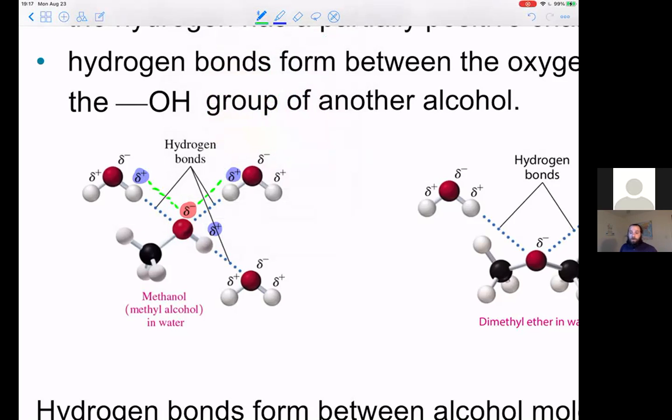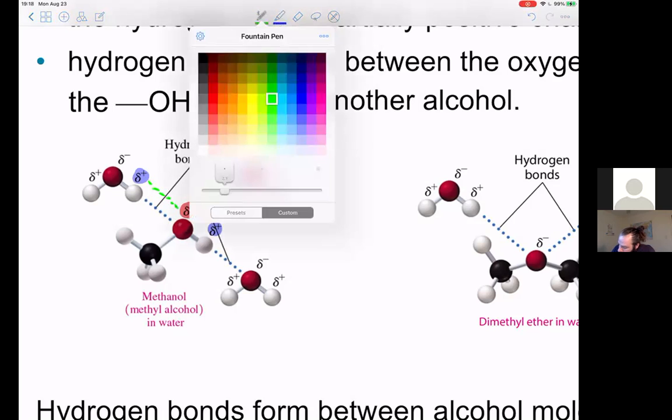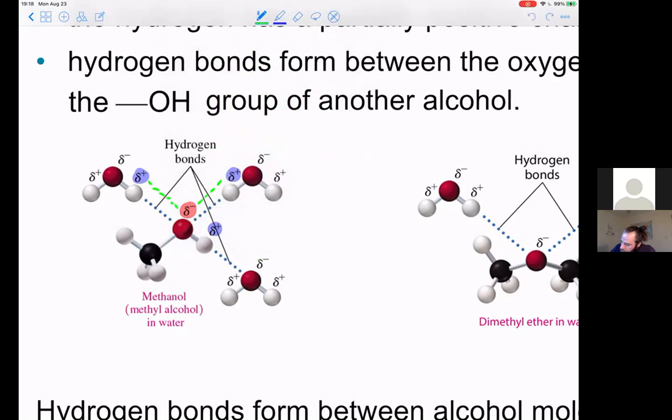And because alcohol groups have both oxygen and hydrogen, they have what's called a donor and an acceptor for hydrogen bonds. So not only can they accept hydrogen bonding from other hydrogens, they also have a hydrogen that can donate to a neighboring oxygen. All right, so alcohol groups are able to form very strong intermolecular bonds with their neighbors.